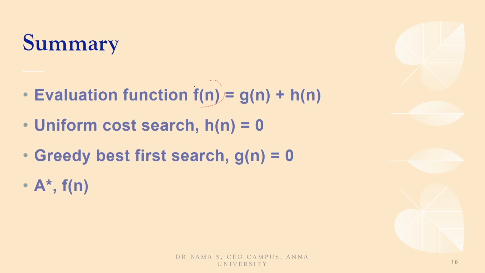The answers for this we will be discussing in the next session, which will be a continuation, but before that here is a summary of this session. We looked at the evaluation function g of n plus h of n, where A star works with the f of n value that has the actual cost and the heuristic one. For uniform cost search, if you remember, h of n is 0, and for greedy best first search, g of n is equal to 0, and for A star we calculated both.